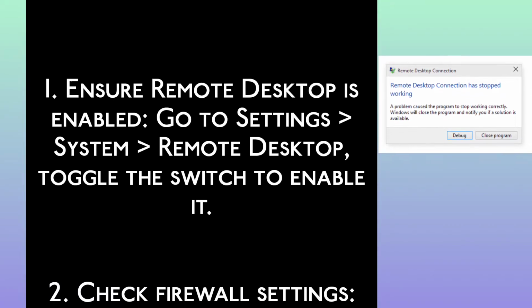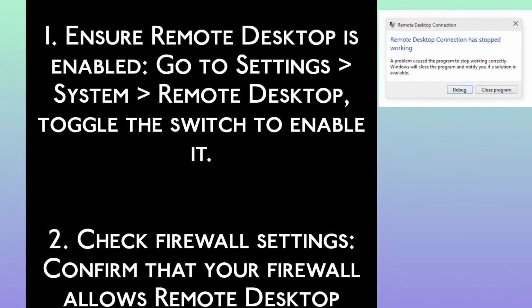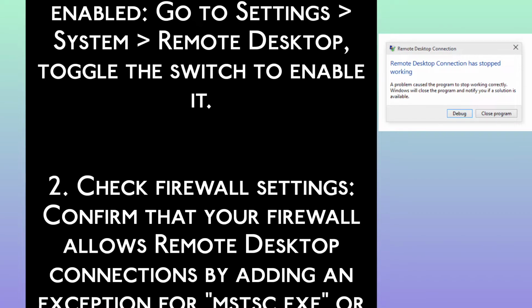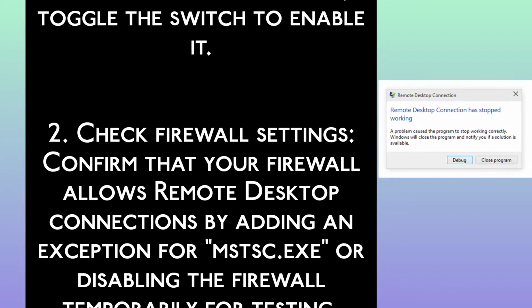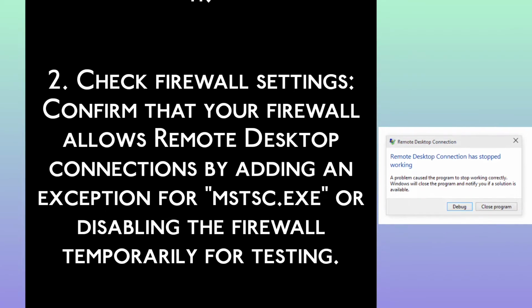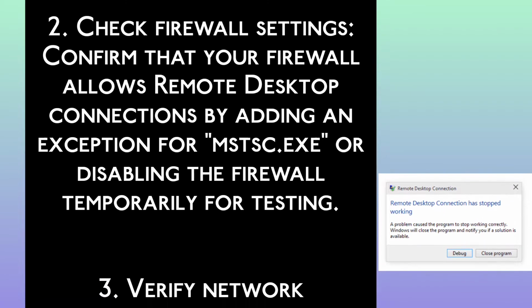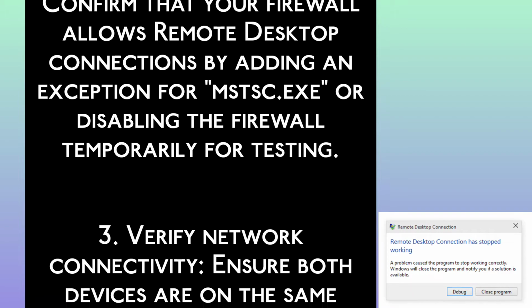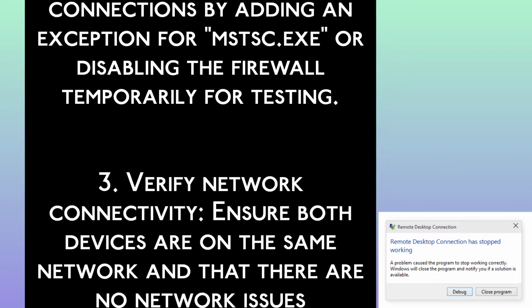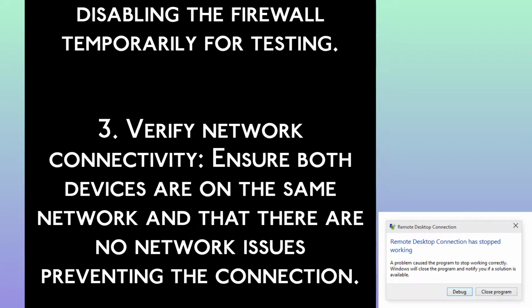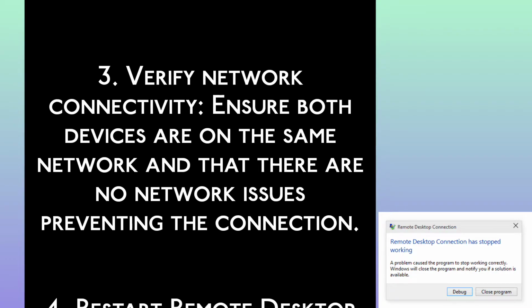Step 2. Check firewall settings. Confirm that your firewall allows remote desktop connections by adding an exception for mstsc.exe or disabling the firewall temporarily for testing. Step 3. Verify network connectivity. Ensure both devices are on the same network and that there are no network issues preventing the connection.